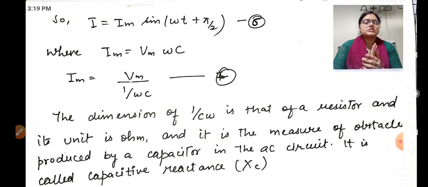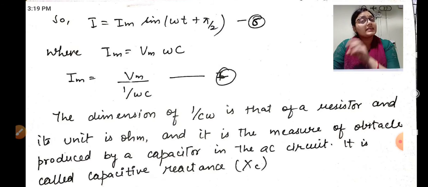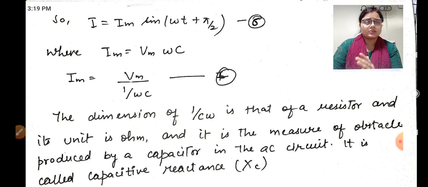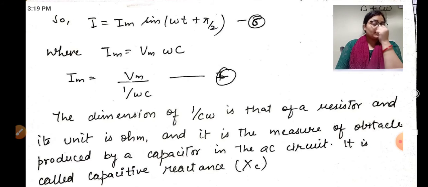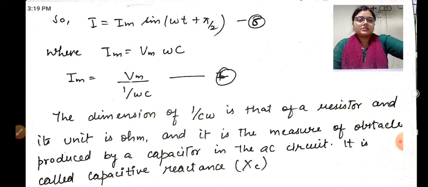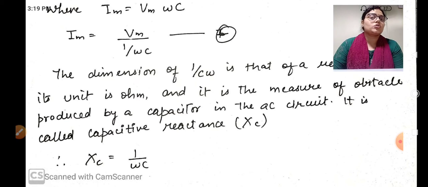It is a measure of the obstacle produced by the capacitor. Like in the inductor circuit, where it measures the obstacle that opposes the flow of the current, here also it measures the obstacle produced by the capacitor in the AC circuit. In the inductor it is termed the inductive reactance, XL equals omega L, and in the capacitor it is termed the capacitive reactance, XC equals 1 upon omega C. Clear? Its unit will also be ohm.